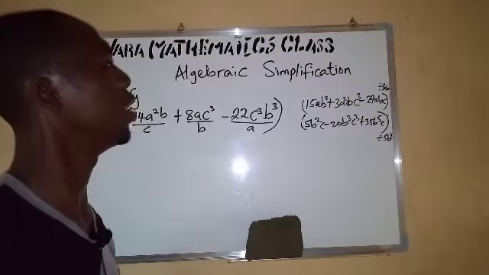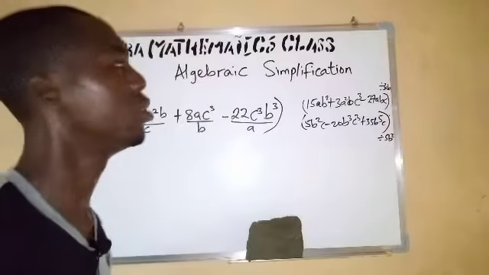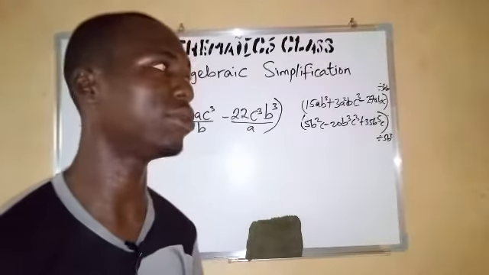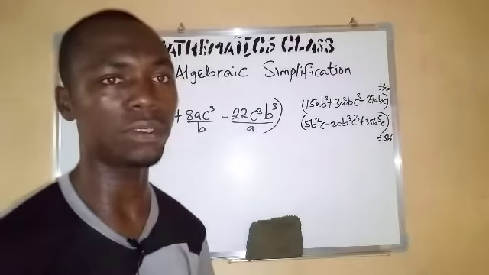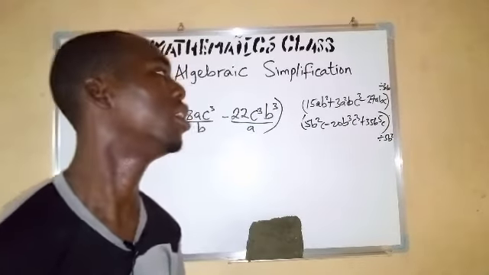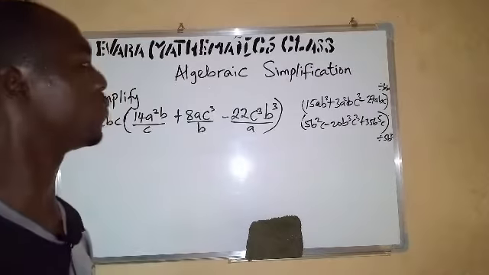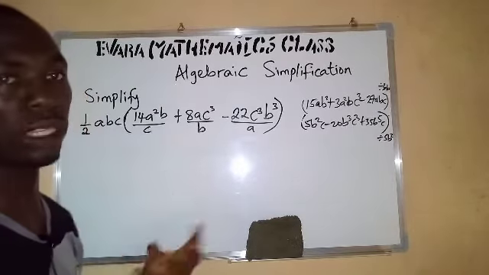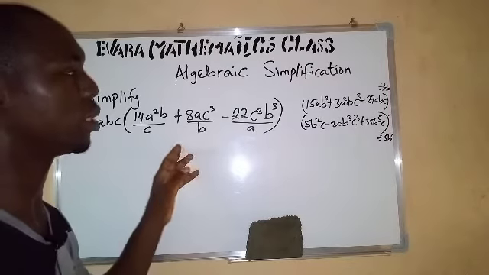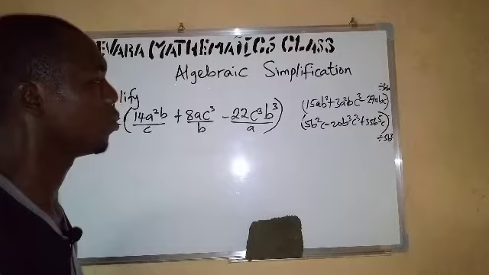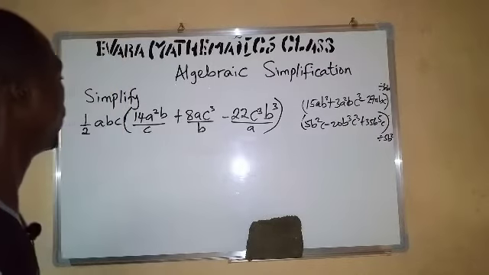This is a lesson on algebraic simplification. The questions were sent by one of our South African students, a grade 9 student, which is equivalent to JS3 here in Nigeria. He was asked to simplify these algebraic expressions. We have 3 questions here. This is the first one, second, and third. So let's take them one after the other.